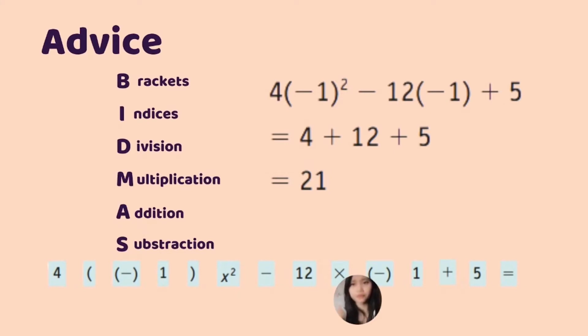So BIDMAS: B for brackets, I for indices, D for division, M for multiplication, A for addition, and S for subtraction. For example, A: substitute x equals negative 1 into 4x squared minus 12x plus 5. So 4 times negative 1 squared minus 12 times negative 1 plus 5 equals 4 plus 12 plus 5, so equals 21. So, practice problem.